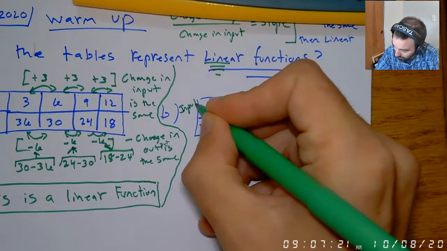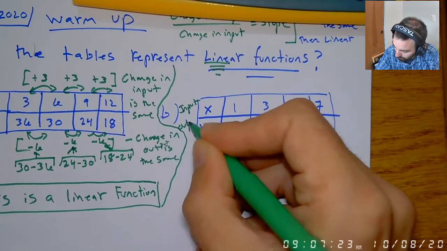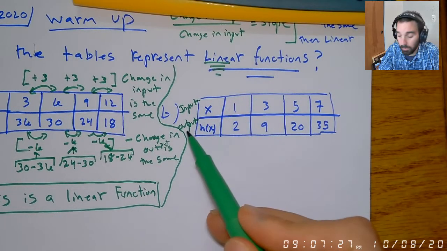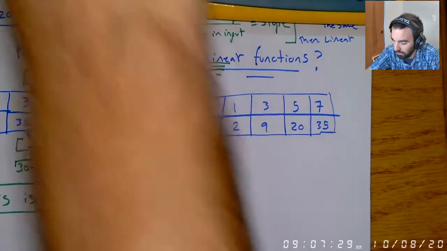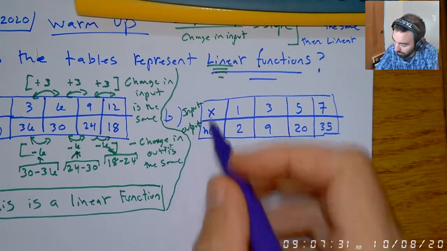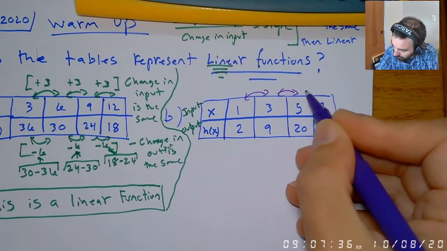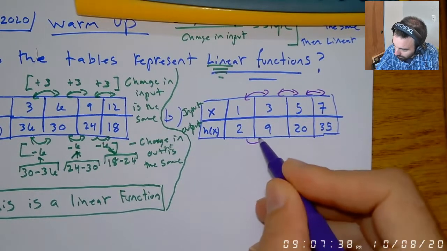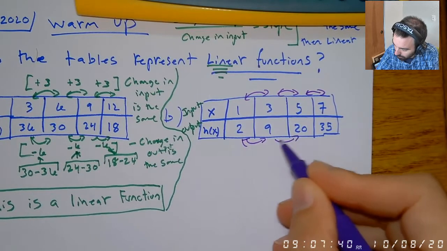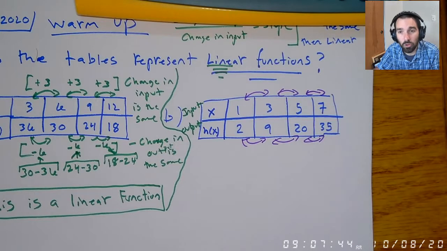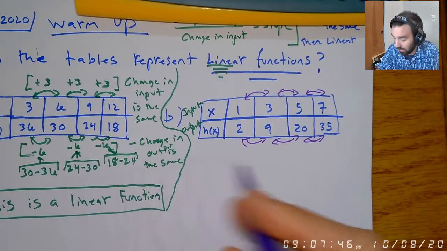Input, output. Okay, so we're going to the second one now. So I have input and output. Maybe I should switch colors. Okay, so we're going to look at the difference in my input. And we're going to look at the difference in my output. And remember, the word difference means subtract, okay? And that's why I'm subtracting all of these, right?